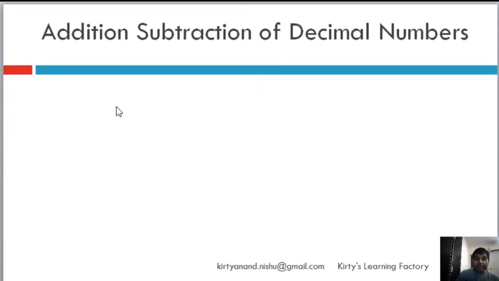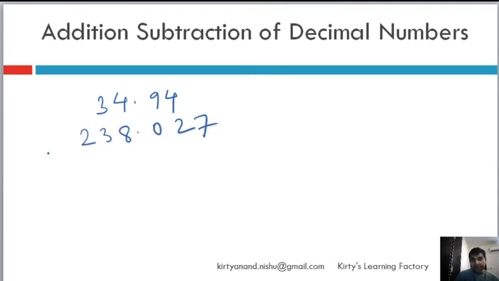Subtraction and addition of decimal numbers. Wow. Very fundamental and basic. In class 6th, I don't know why they are still talking about addition and subtraction of decimals. But anyway, let's take a number 34.94 and let's take another number 238.027. Let's add.